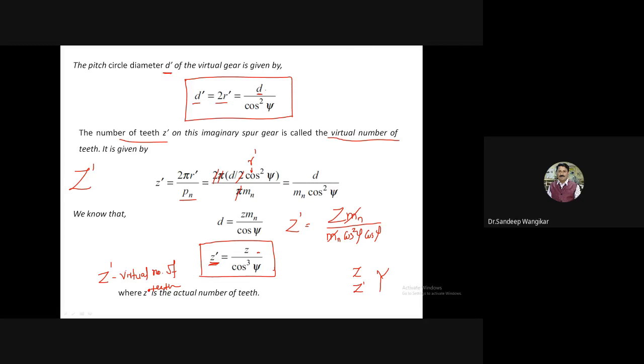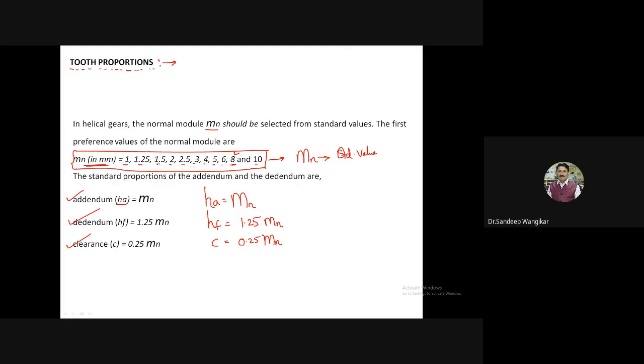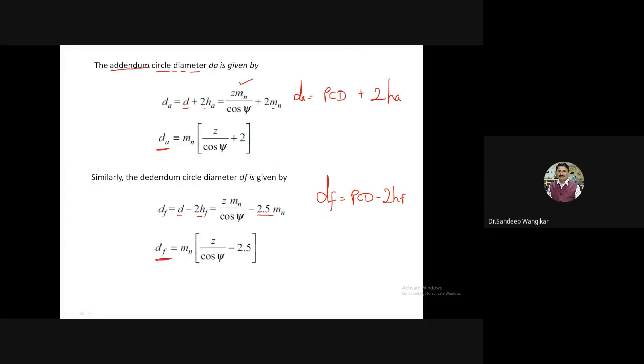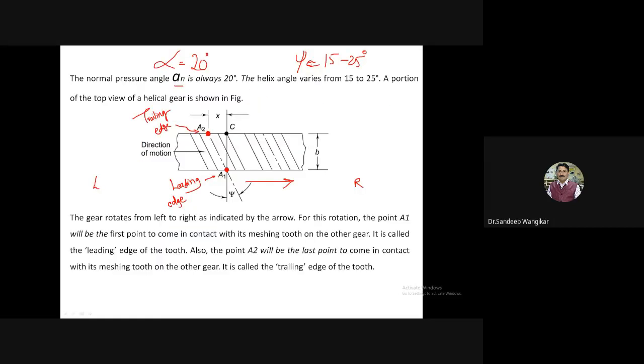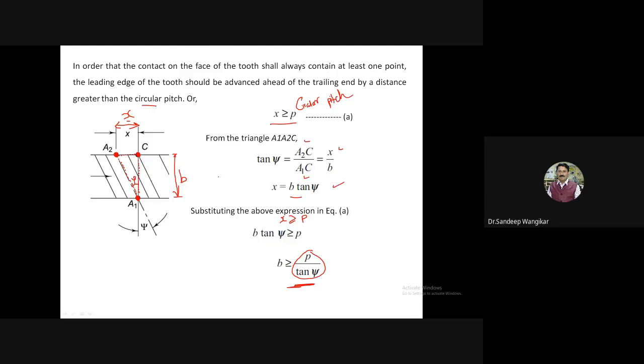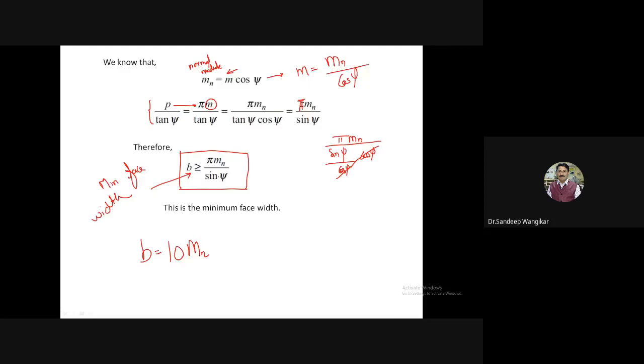Then we arrived at the relation between the virtual number of teeth and the actual number of teeth: z dash is equal to z divided by cos cube of psi. Then we took the tooth proportions. If we get an odd value of normal module, how it is rounded up or standardized, there are 11 values that we discussed. Then we discussed the tooth proportions for addendum, dedendum, and clearance, and calculated the addendum circle diameter, dedendum circle diameter, and the concept of leading edge and trailing edge.